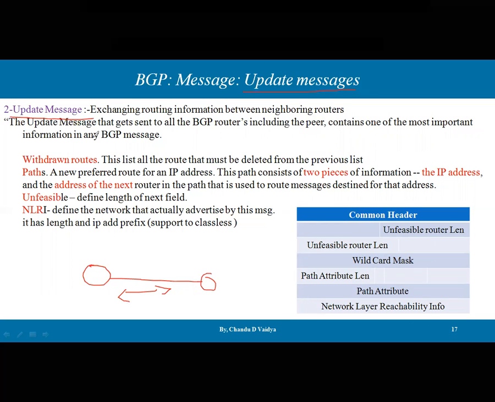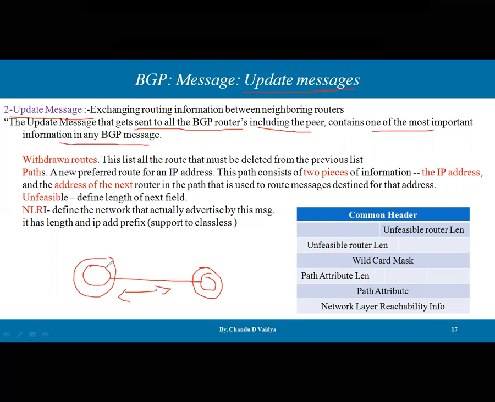We have discussed it at an earlier stage. Okay, because everybody doesn't have every piece of information at the initial stages, so they need to acquire information from others, so that the best route, or other best information, can be found. The update message gets sent to all the BGP routers, including the peer node, containing one of the most important pieces of information in the BGP message.